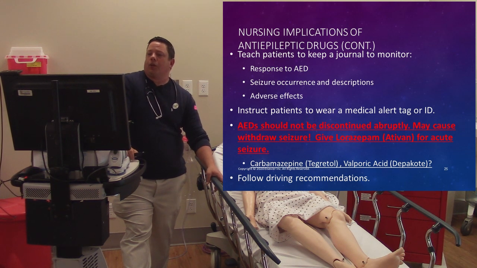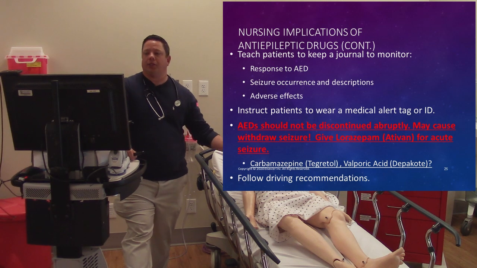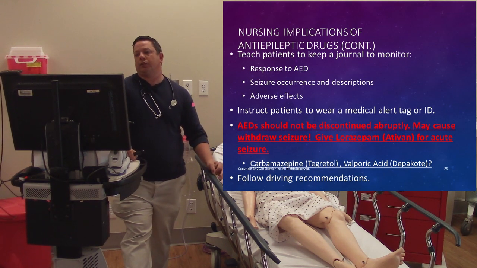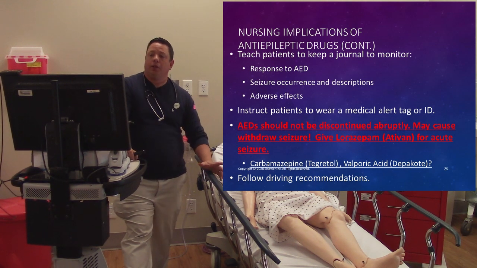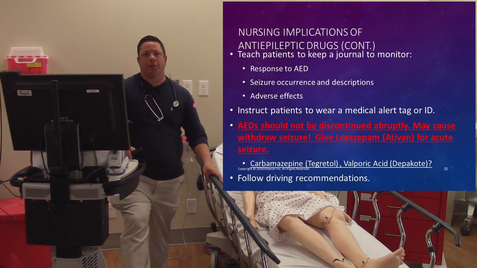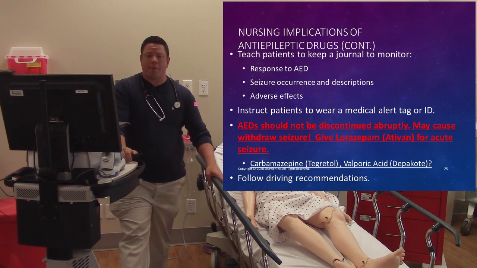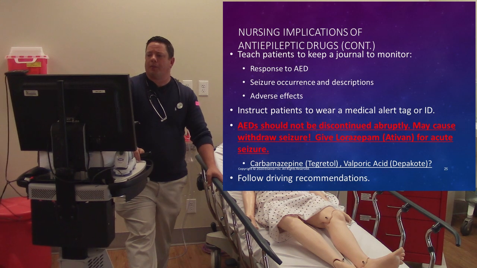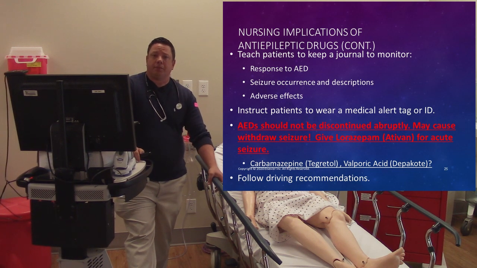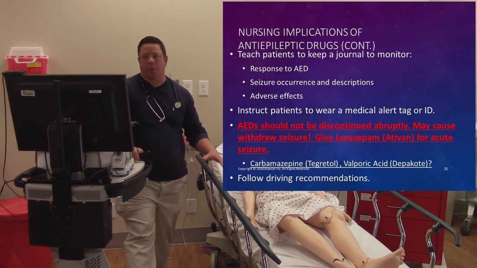AEDs, anti-epileptic drugs, should not be discontinued abruptly. They may cause what? A withdrawal seizure. Somebody that's having an active acute seizure or convulsions, give that benzodiazepine. Most often, in my experience, it's always been Ativan, but I'm going to tell you other benzos can be given, like Valium. And then remember those other anti-epileptic drugs we talked about. Carbamazepine, that's Tegretol, or valproic acid, that's Depakote. Valproic acid is the one with the tremors.